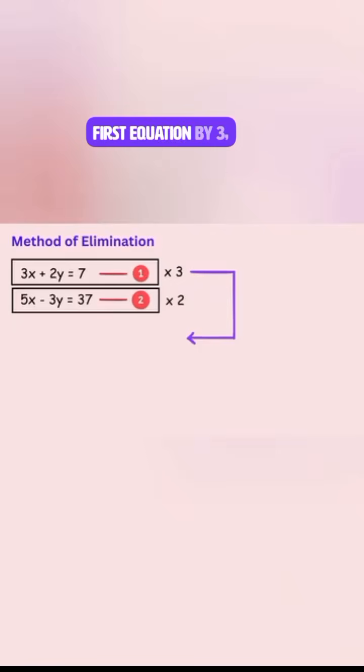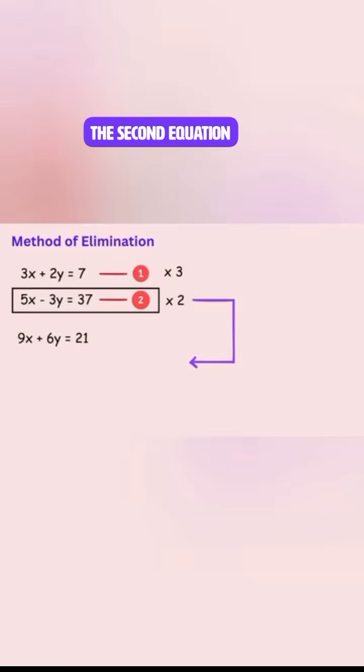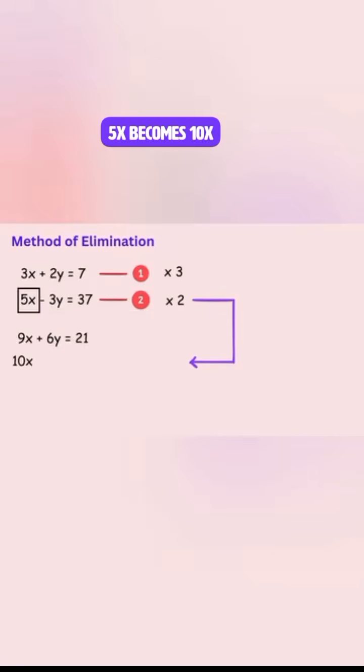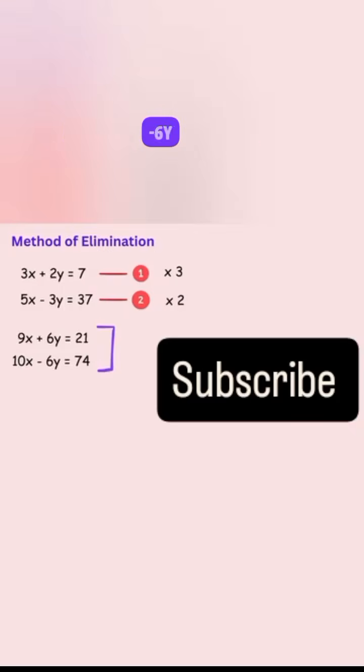After multiplying the first equation by 3, every term in that equation changes. 3x becomes 9x. 2y becomes 6y. The number on the other side also gets multiplied by 3 and becomes 21. Now we do the same for the second equation. 5x becomes 10x. Minus 3y becomes minus 6y. The number on the other side becomes twice 37, or 74. At this point, both equations contain 6y and minus 6y. This is exactly what we wanted.